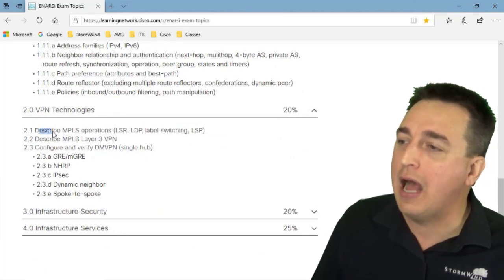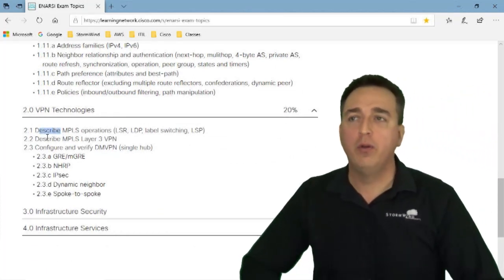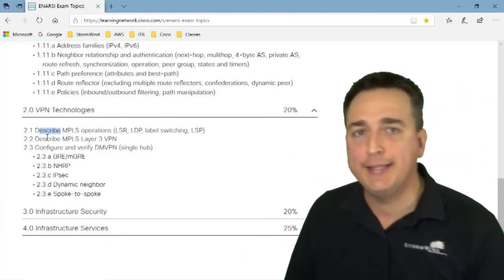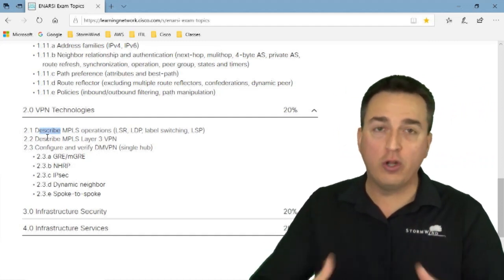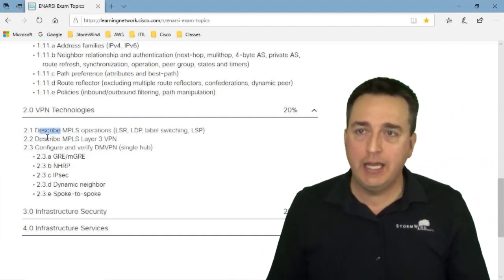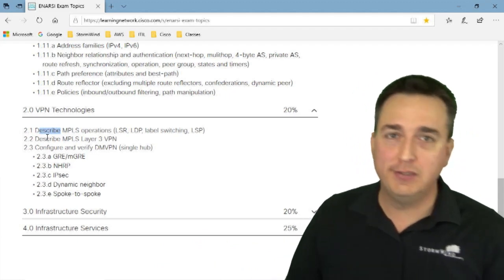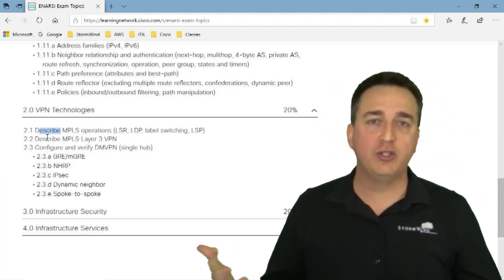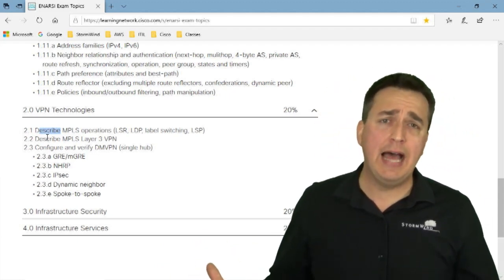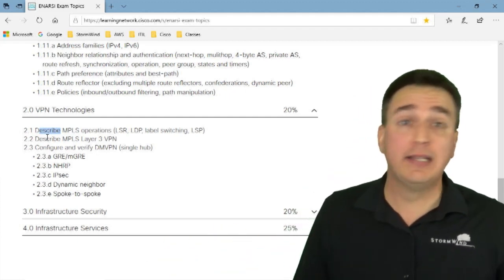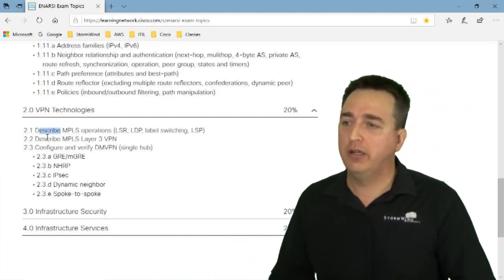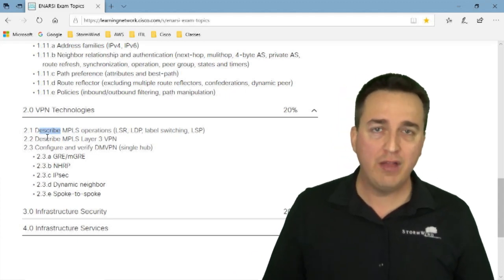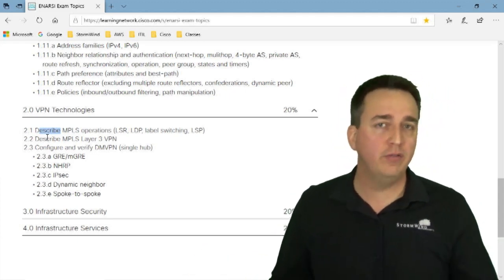Now, whenever you see describe, it really means just describe. So the theory behind what it is, the different protocols and services that are used within it, what is a label switch router, what is the label discovery protocol, what is the label switch path, things like that, right? Also, what exactly is a label, right? If you don't know that, it's going to be hard to answer MPLS operational questions. And then same thing with MPLS layer 3 VPNs.